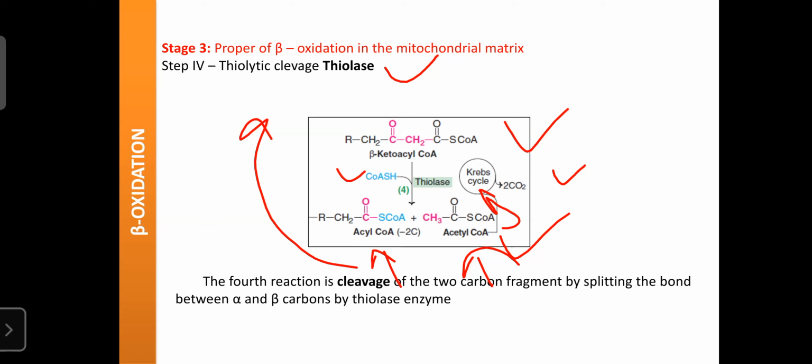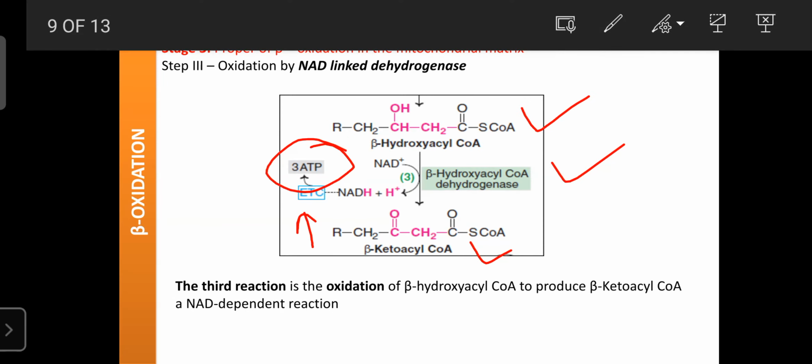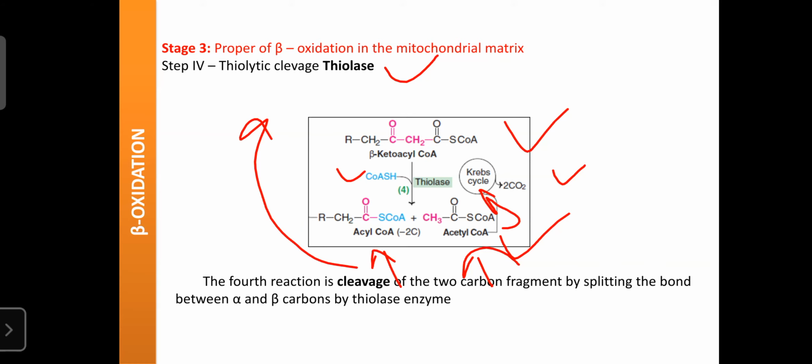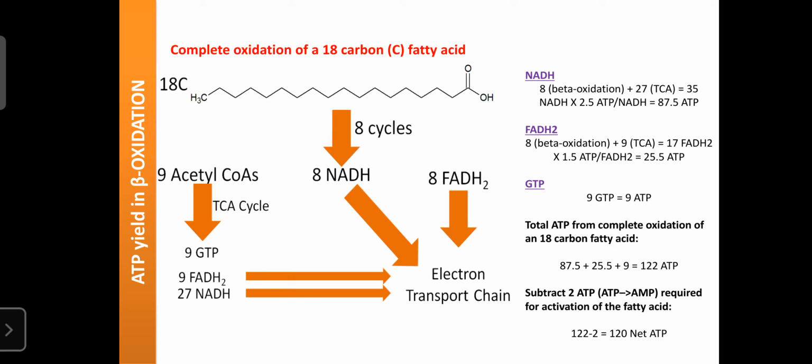Suppose it is an 18 carbon fatty acid, and in each cycle it loses 2 carbon atoms, which is responsible for the formation of acetyl CoA. So next, regarding the ATP yield in beta oxidation of the fatty acid, it is the oxidation of 18 carbon atoms, and in each beta oxidation, 2 carbon atoms are cleaved or separated from the fatty acid.